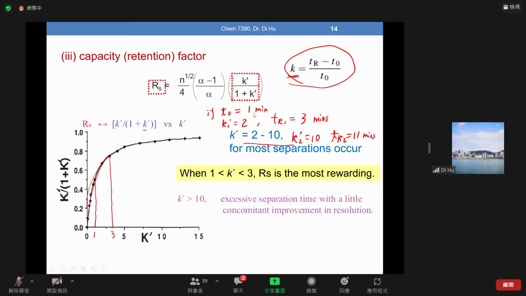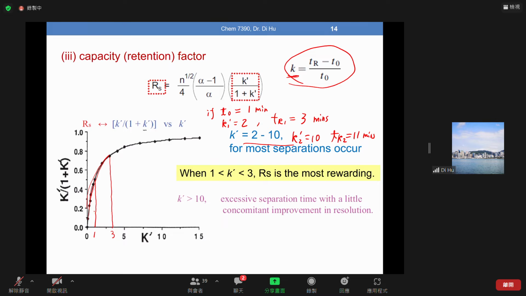of 2. So if t0 equals 1, that means it comes out at 3 minutes. And the last one, if k is 10, it comes out at 11 minutes. So they are apart from each other. So that means, say, even the k value, before, say, smaller than 1, it seems very rewarding.